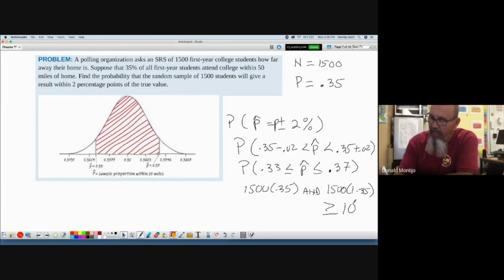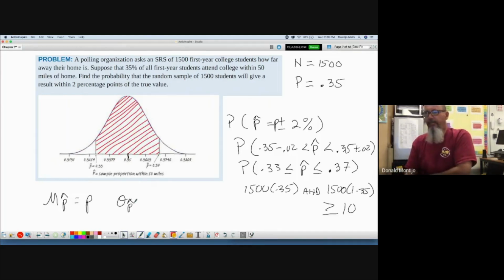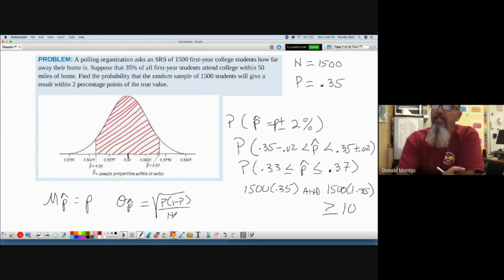Where's the center? Well, I know that the mean of p hat equals p. So the center is 0.35. What is the spread? I'm not sure what the spread is, but I have a formula for it. I'm allowed to use this formula, that the standard deviation of p hat is equal to the square root of p times 1 minus p over n, if and only if the population is at least 10 times the size of the sample.